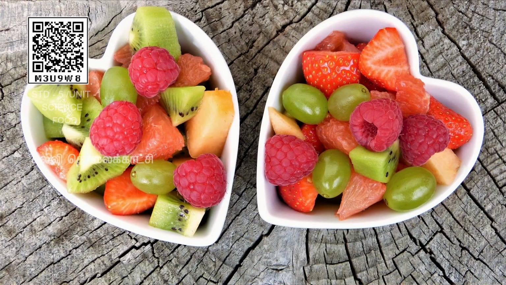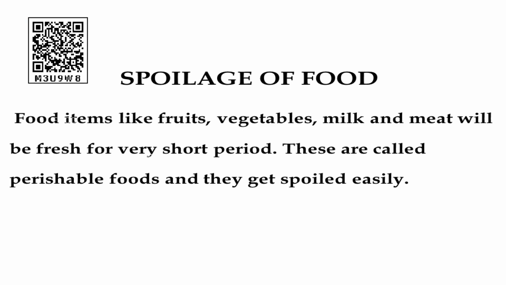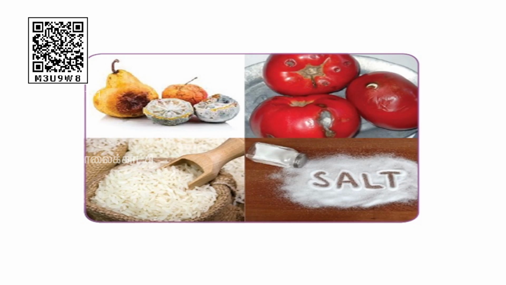Food items like fruits, vegetables, milk and meat will be fresh for a very short period. These are called perishable foods since they get spoiled easily. You all know, children, the fresh juice, no, it gets spoiled easily. Not only the fruits, even the vegetables are getting spoiled easily. So they will be fresh for a very short period. So these are called perishable foods.